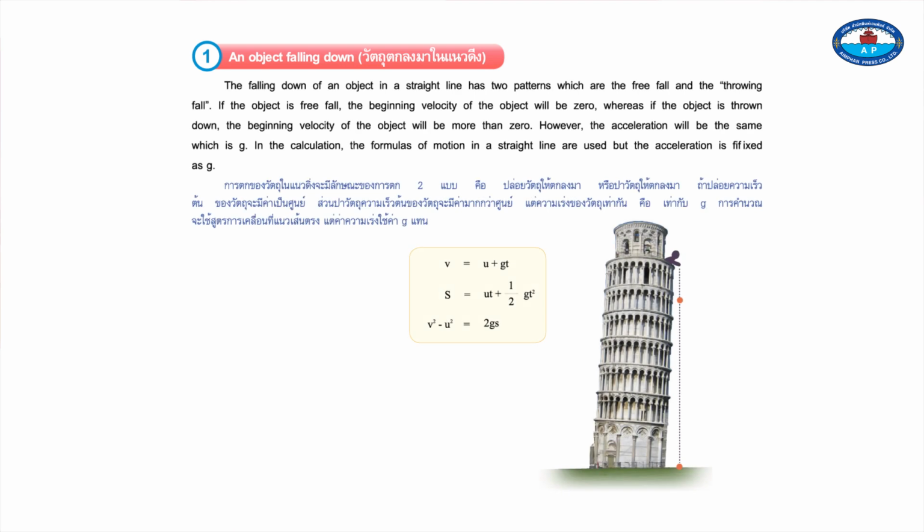1. An object falling down. The falling of an object in a straight line has two patterns, which are the free fall and the throwing fall. If the object is free falling, the beginning velocity of the object will be 0, whereas if the object is thrown down, the beginning velocity of the object will be more than 0. However, the acceleration will be the same, which is g. In the calculation, the formulas of motion in a straight line are used, but the acceleration is fixed as g.